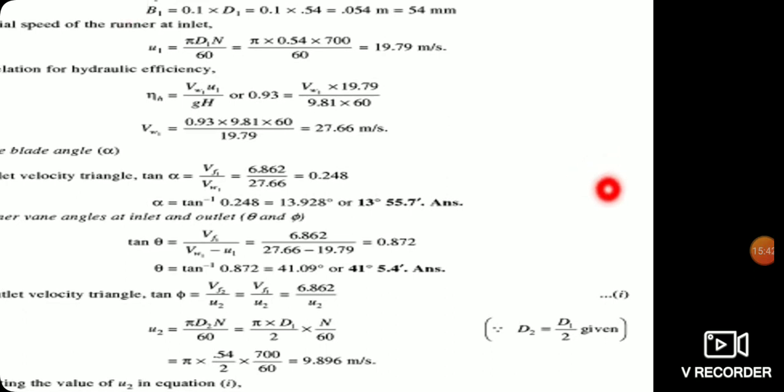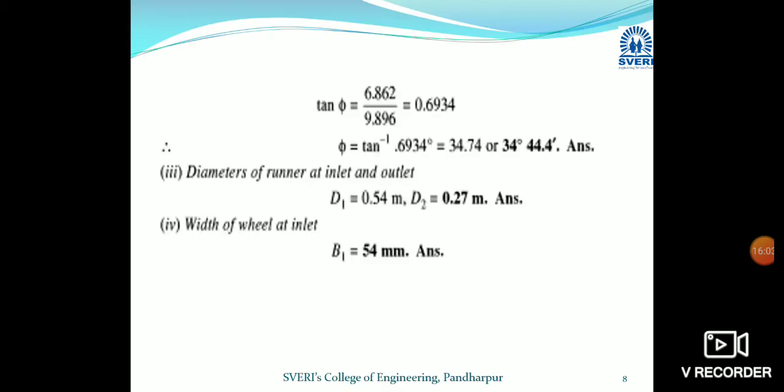Then velocity triangle at outlet, if you look for, then tan phi is equal to Vf2 divided by U2 and is equal to Vf1 divided by U2, and therefore it will become what? If you put that value, U2 will become again similarly 9.896. So I told you that U1 is always greater than U2 in case of this particular Francis turbine. Then afterwards tan phi we can calculate, and again trigonometry we would use, and we can say that phi is equal to tan inverse of 0.6934 and is equal to 34 degree.